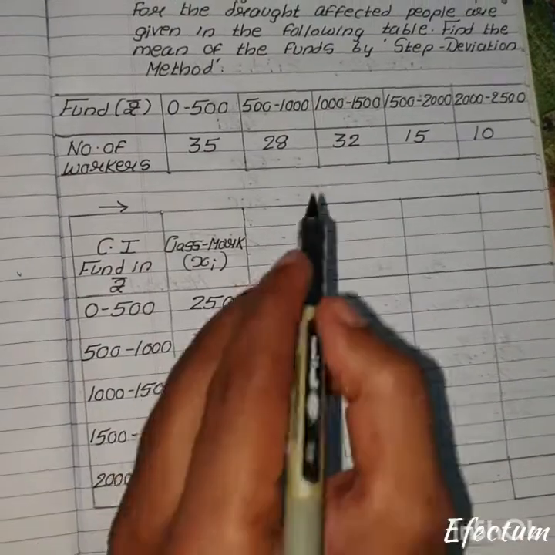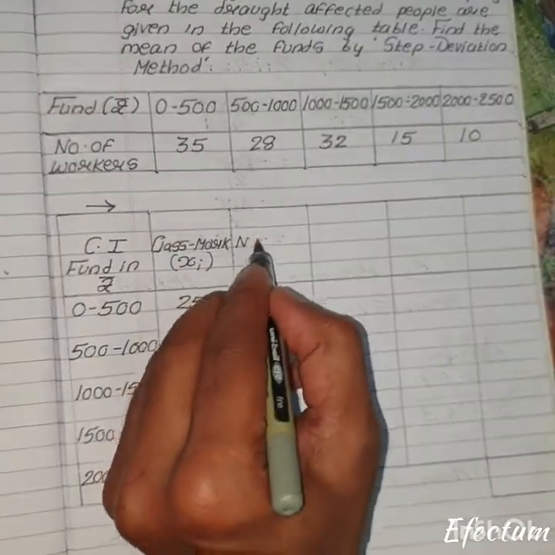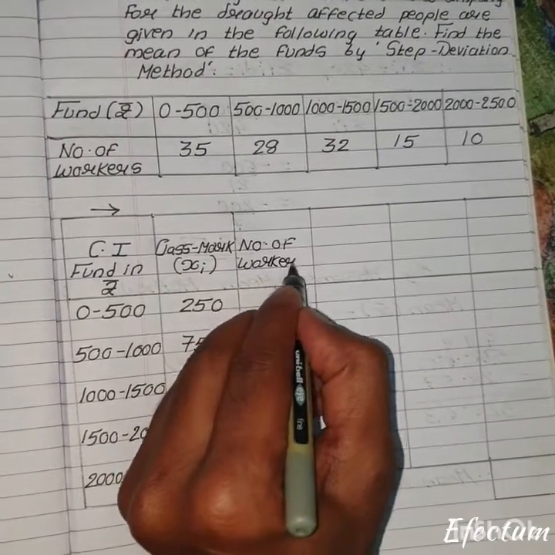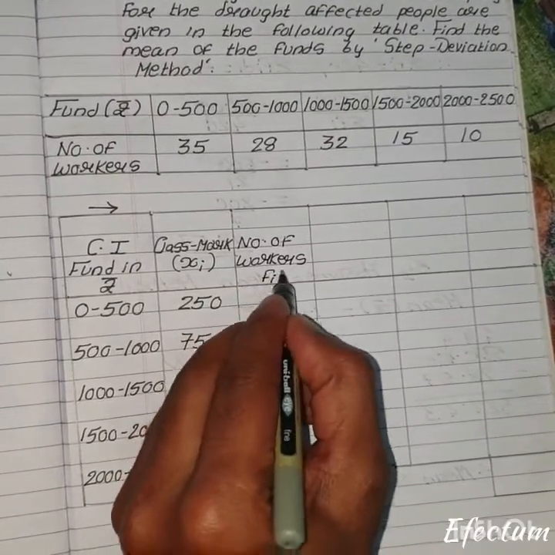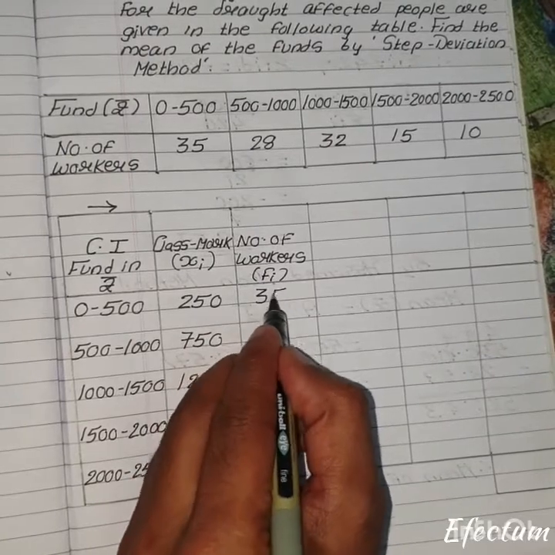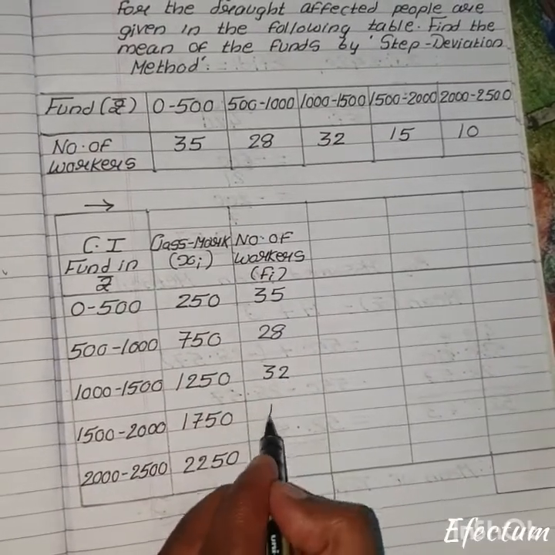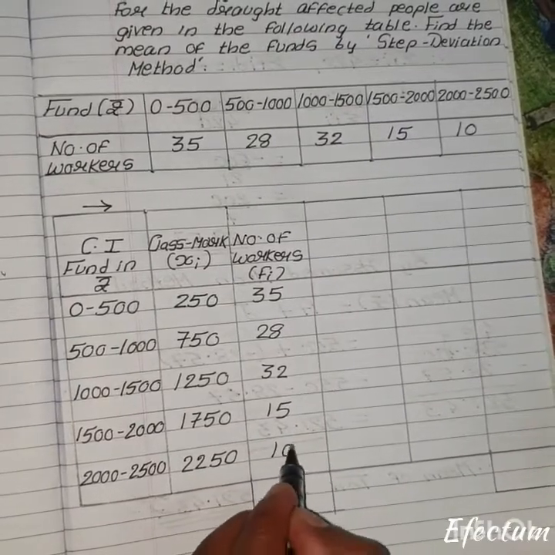2250. Now the third column, again the number of workers, is divided by f of i: 35, 28, 32, 15, 10.